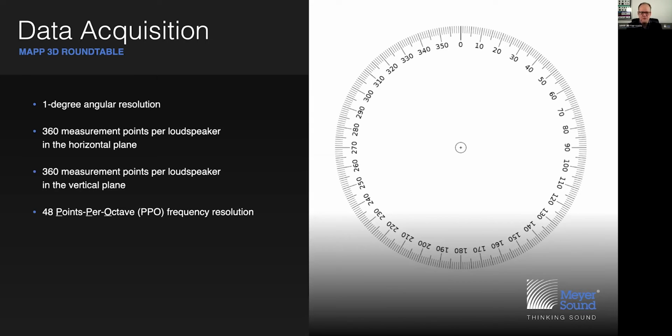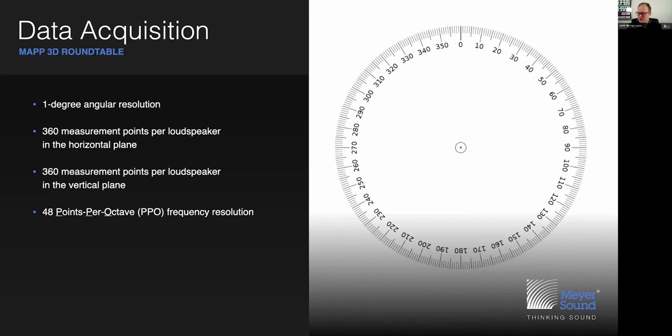And all of those measurements were high resolution, that's to say 48 points per octave, containing both magnitude as well as phase information, for which you can then extract the impulse response as well by means of a process known as inverse fast Fourier transform.